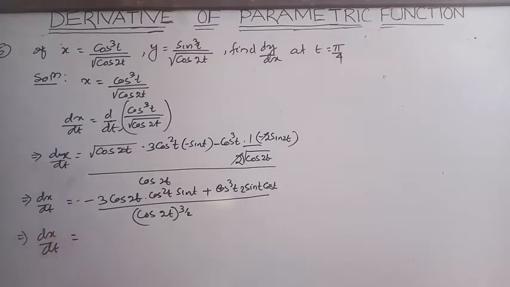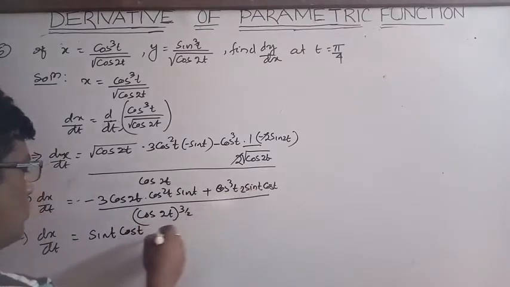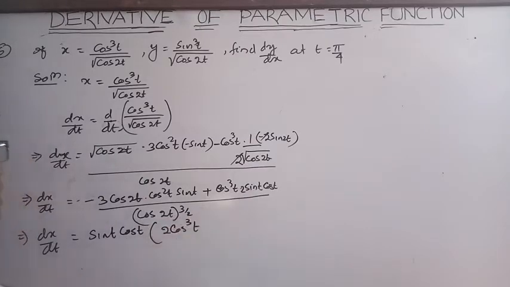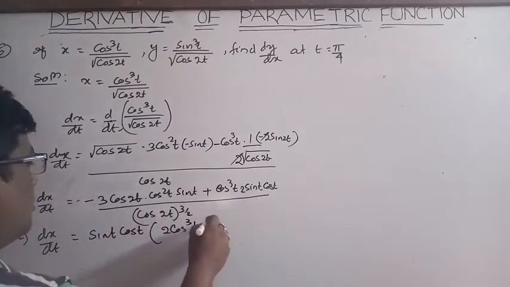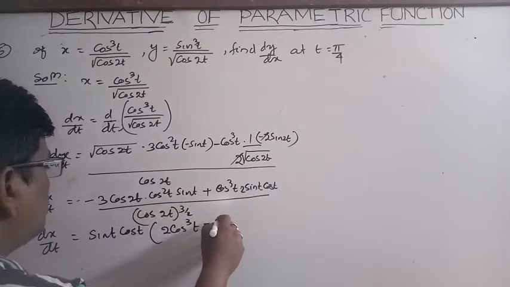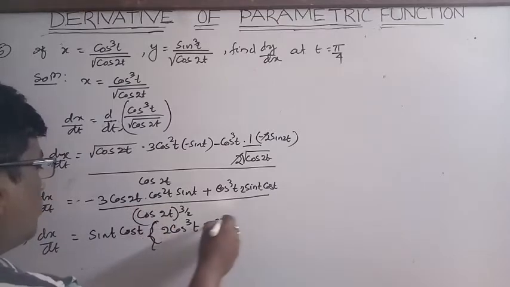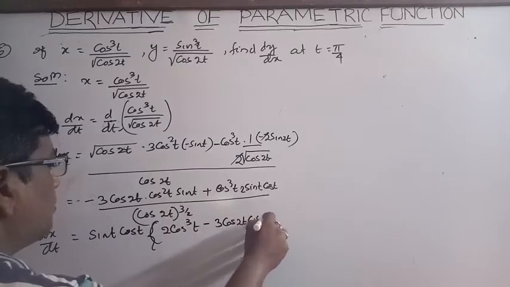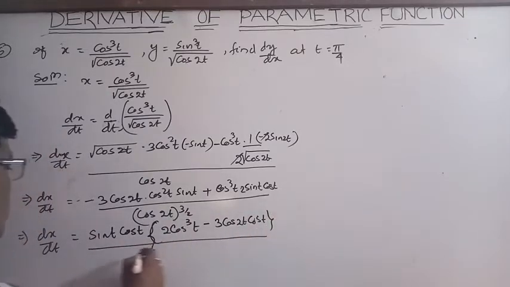Okay, then dx/dt is equal to what? Here take sin t and cos t common. So what is here? sin t cos t, 2 into cos³t, and minus, here the cos t sin t cancels, so minus 3 cos 2t into cos t. So the whole is divided by cos 2t power 3/2.